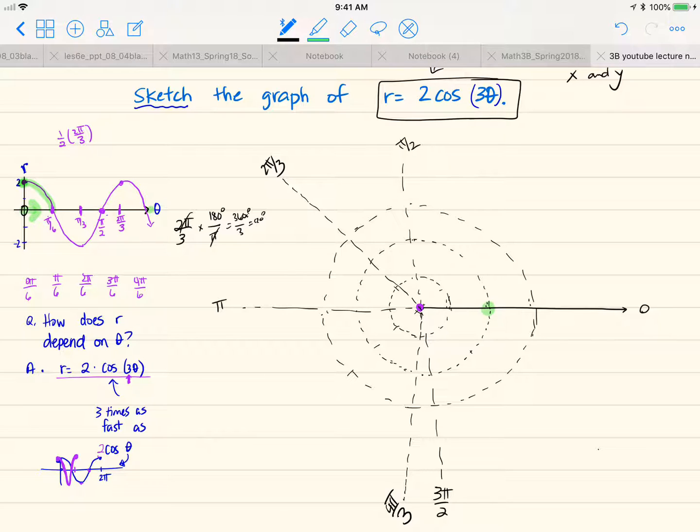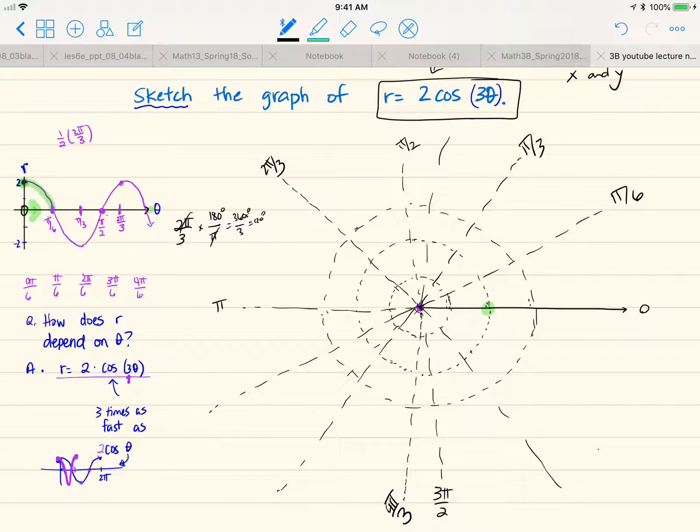Now I need to take 2 pi over 3 and split it into 4. So 2 pi over 3, 4 pi over 3. Split the 2 pi over 3 into 4. So this is half of it, which is going to be pi over 3. And then half of that is going to be pi over 6. And that pi over 2 is going to show up. Okay, so we get an idea here.